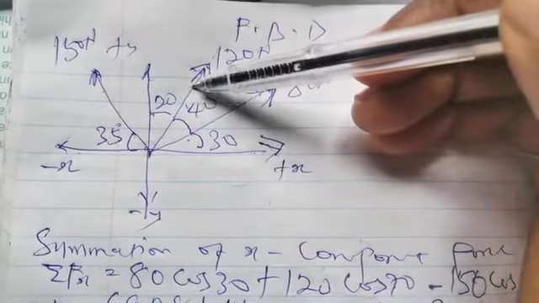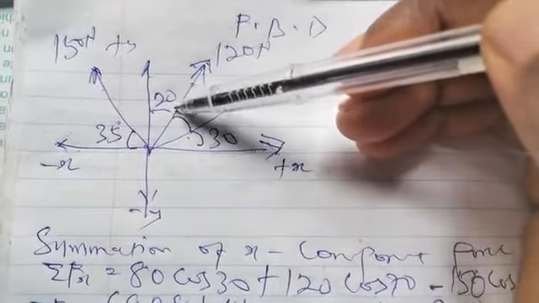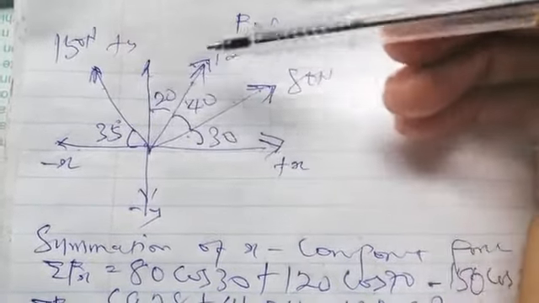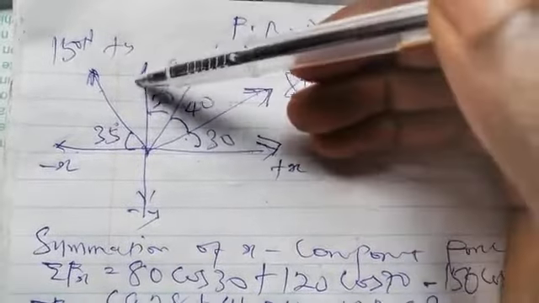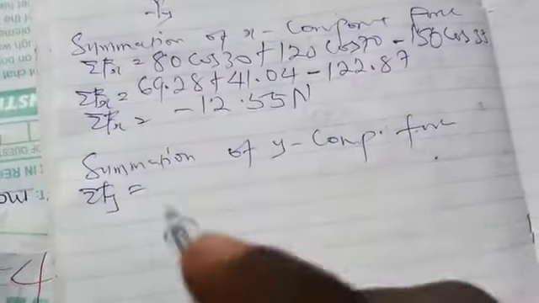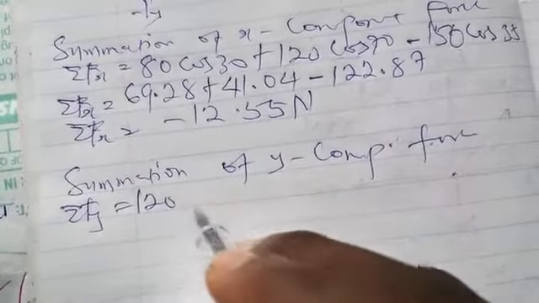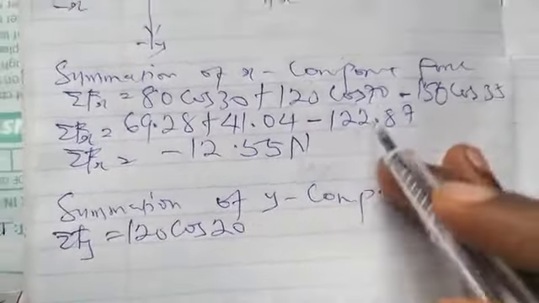And it moved all the way from this point to this point, which means it covered this angle from here to here, which is 20 degrees. So it's going to be this force times cosine of the angle it passes through. Alright, so we have 120 cos 20.